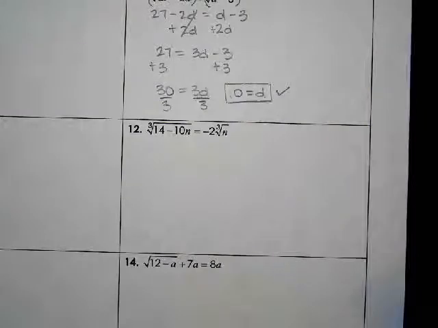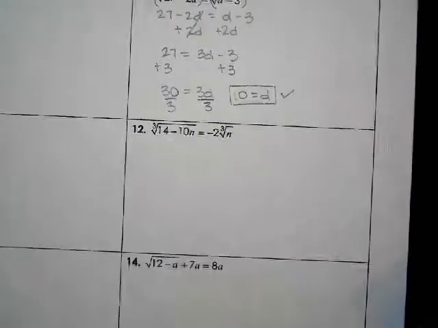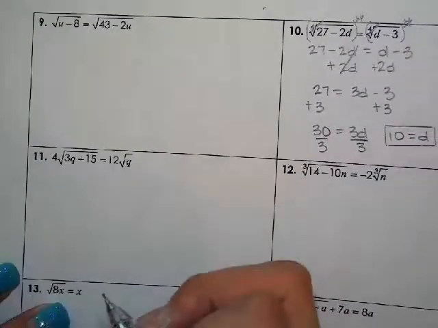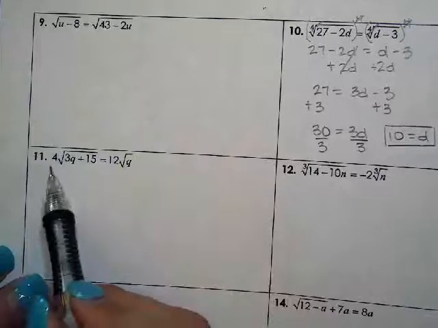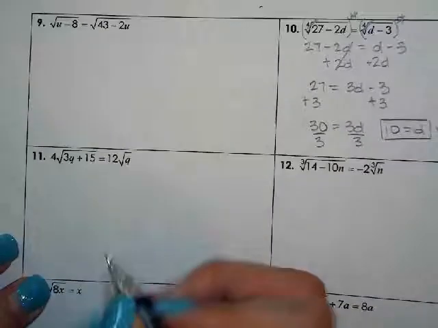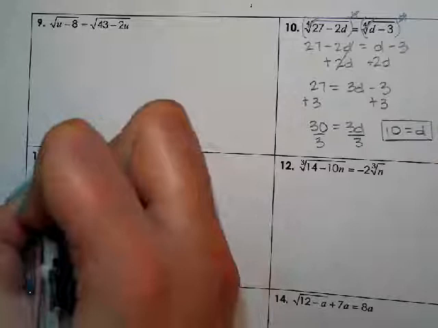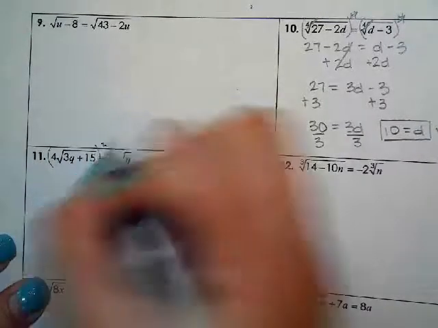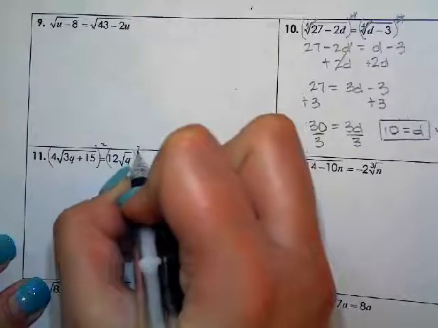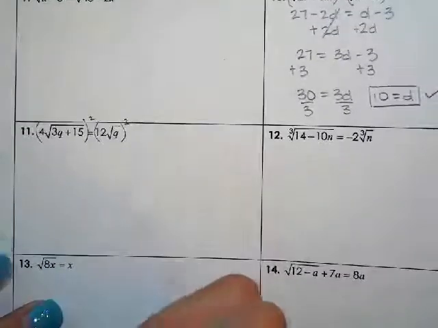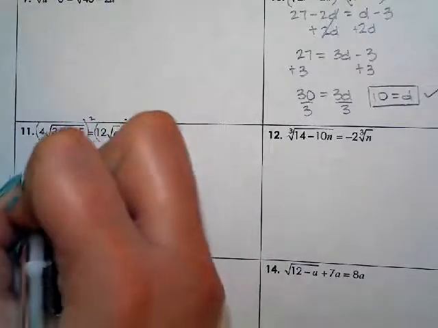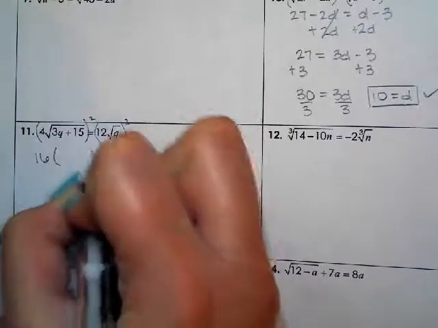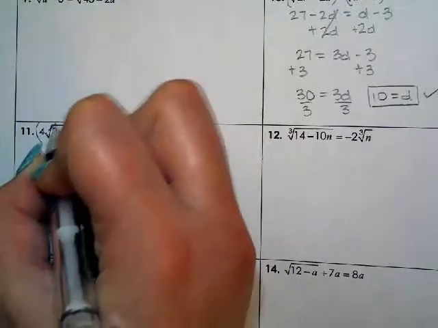All right, let's go ahead and do 11. So 11 and 9 are very similar. You've got square roots on both sides, but 11 is a little bit more difficult because it has coefficients. So let's go ahead and do this. We're going to have to square both sides. So for this one, when we square the left side, we're going to get 4 squared is 16, and then you can say the squared cancels out the square root, and we get 3q plus 15.